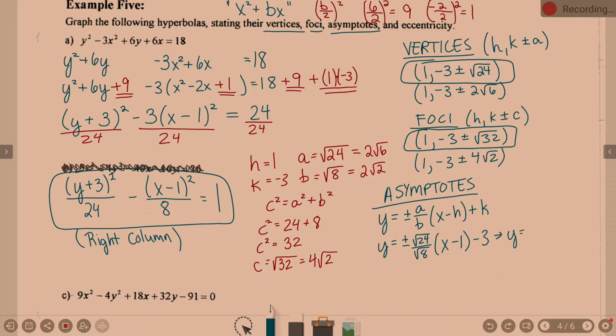I would rewrite that and say y equals plus or minus, what would square root of 24 divided by square root of 8 be? Square root of 3, times x minus 1 minus 3. So this one has a slope of square root of 3, for the asymptotes, that is. I would leave it just like that.